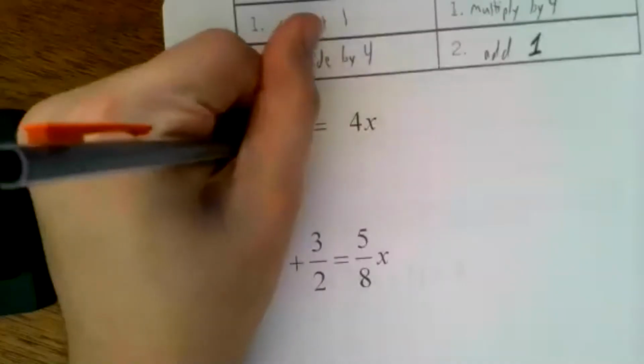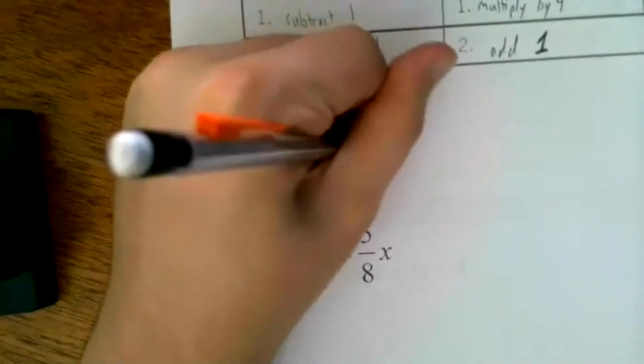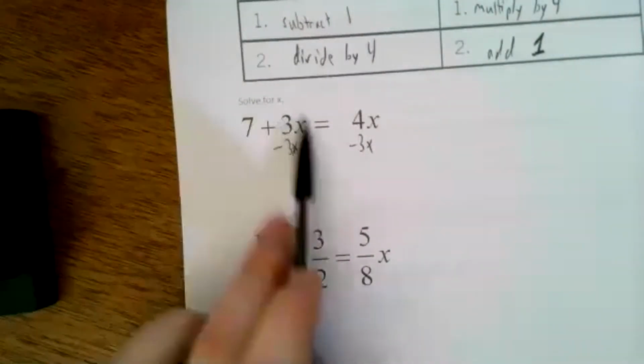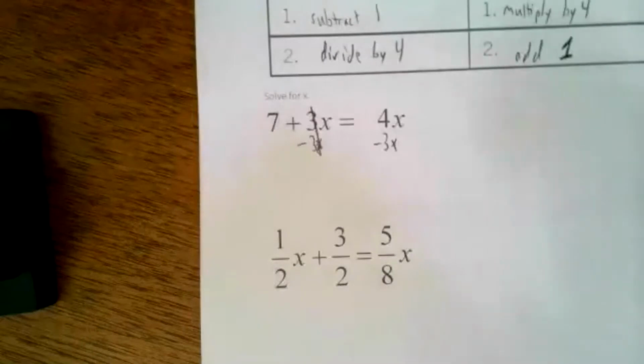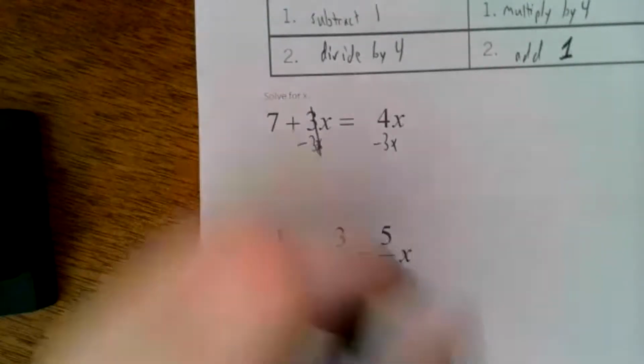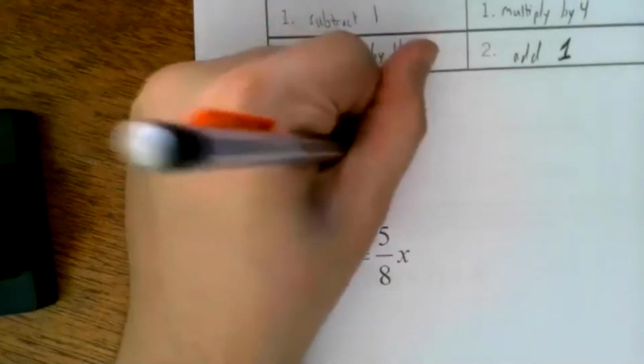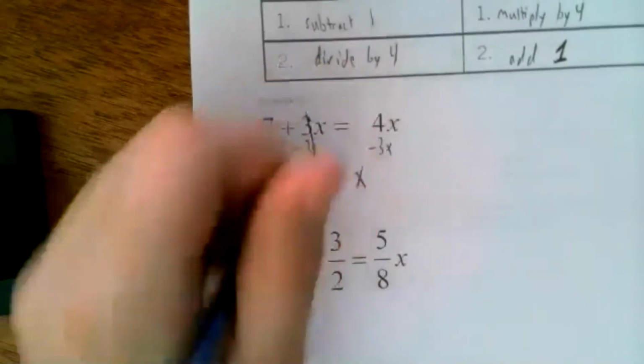3x on each side. Yeah, so I can just subtract 3x on both sides, right? Because then we'll have no x's on the left side, because these will cancel. And how many x's do we have on the right side? 1. Yeah, so 4x minus 3x is just x. And we just get 7 on the left side.